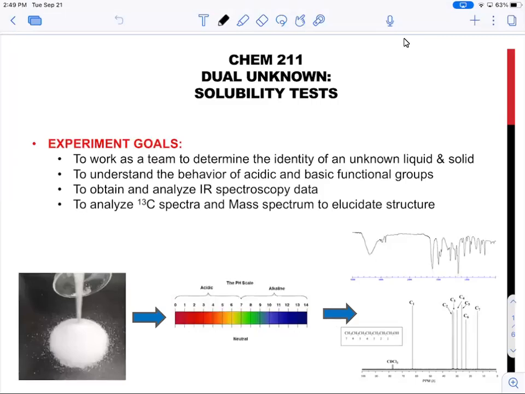Welcome to the pre-lab discussion for experiments 3 and 4. We're going to be working in teams over 2 weeks to identify an unknown organic liquid and solid from a long list of possibilities. In order to begin the identification process, we're first going to try to identify acidic or basic functional groups that might be present in our unknown molecules. And this video will focus on that particular assessment.